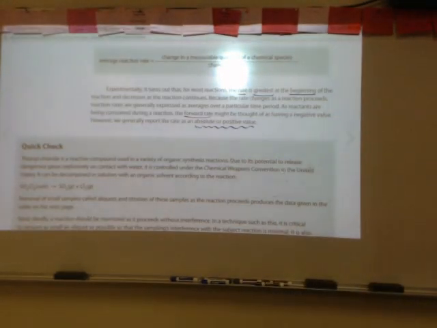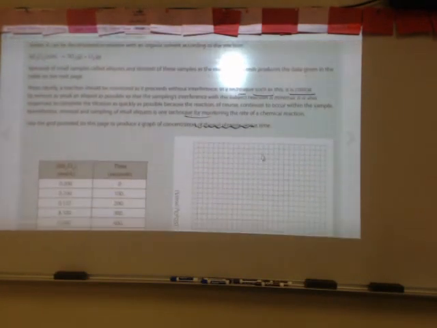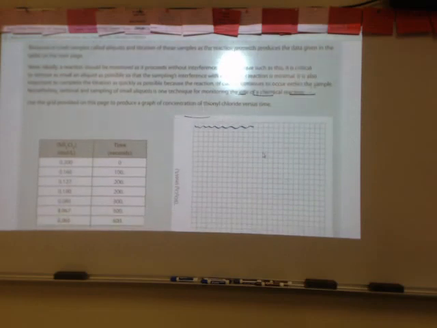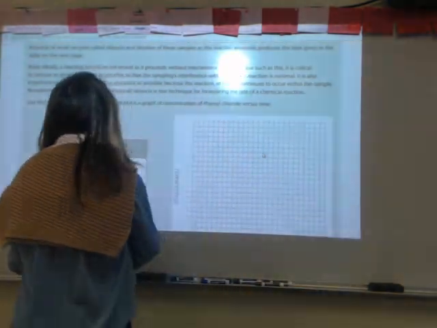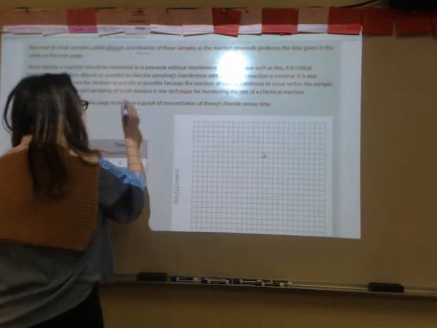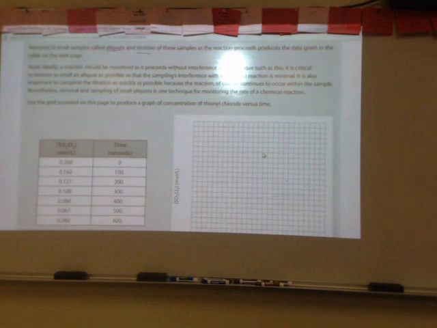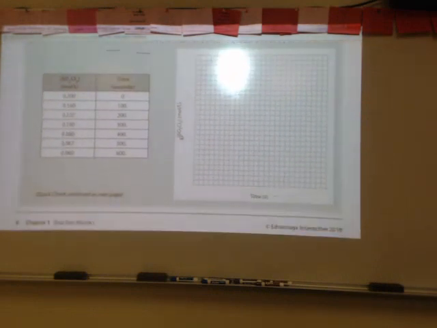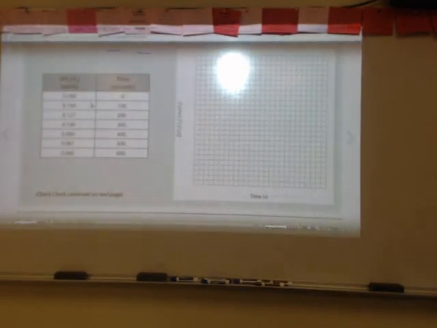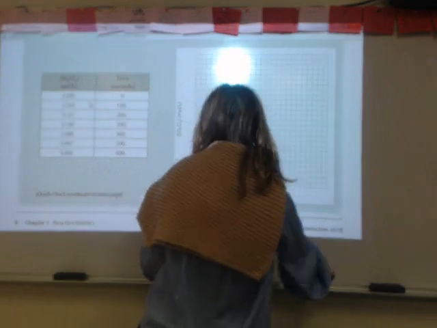So let's take a look at the quick check here. We have the decomposition of thionyl chloride, and they remove small samples. These small samples are known as aliquots, and we do this during a titration, and we can calculate the concentration that's present over time as we remove small aliquots. And they've given you a data table here. You've got the concentration of thionyl chloride versus time, and you want to plot that on this graph.